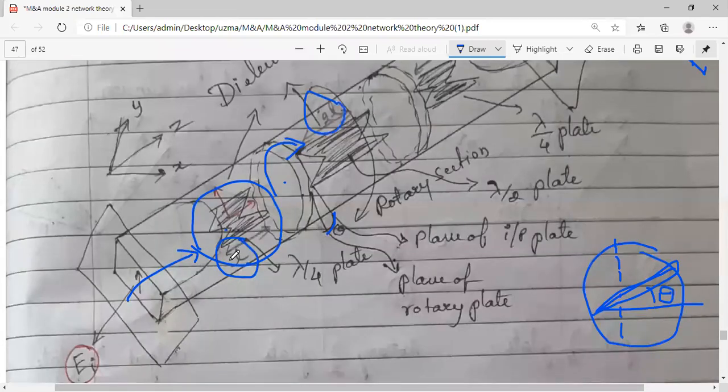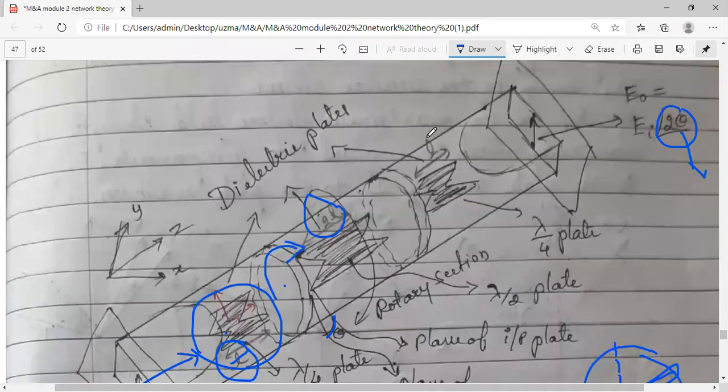It is 2L. But if you observe, first plate and third plate have length L, and the plate in the middle section has length 2L.